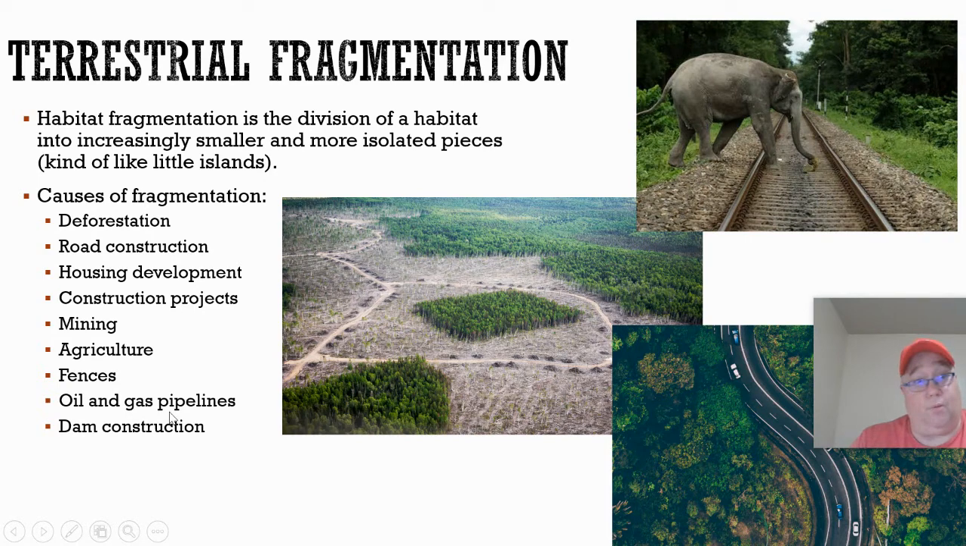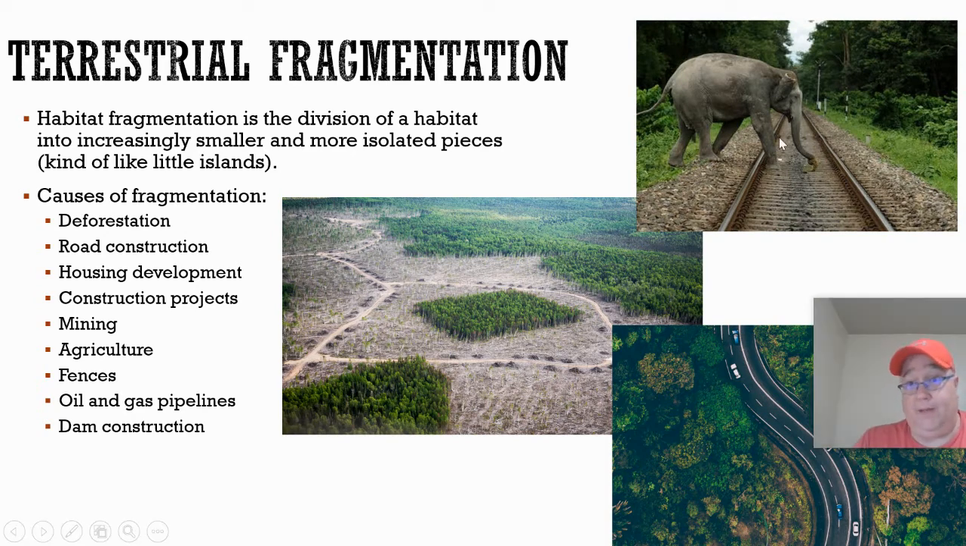A lot of things, and we're going to talk about a lot of this stuff throughout the year. We'll talk all about mining, for example, and agriculture, and oil and gas pipelines, and dam construction. But these are all some major causes of terrestrial fragmentation. Deforestation being a really big one that you see here in this picture. Road construction, we see this down here at the bottom. This road going right through the middle of this forested area is a way to fragment or make one big area into two smaller areas.